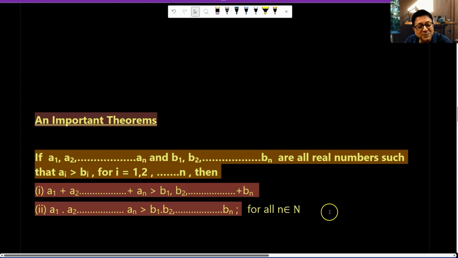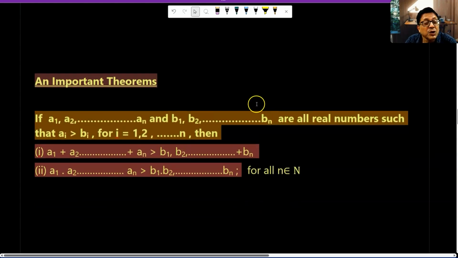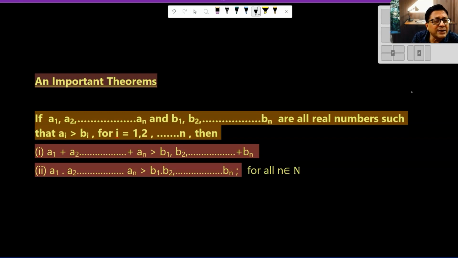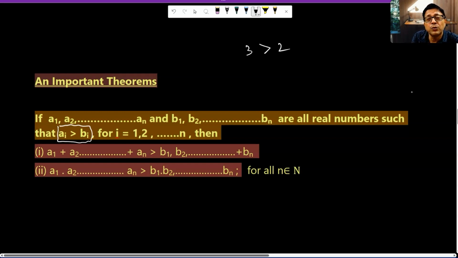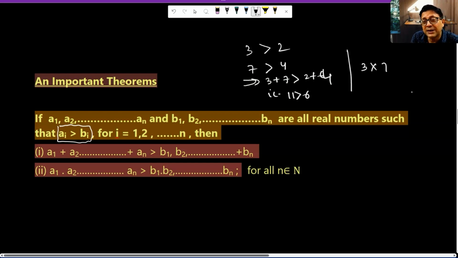Why am I telling all these things before you start? Because sometimes you do manipulation directly, then I will not explain where you have got this. Okay? So if this is a theorem, you need to prove it. There are real numbers and ai greater than bi is given, all ai greater than bi. You have the idea: 3 greater than 2, 7 greater than 4. This implies 3 plus 7 greater than 2 plus 4, that is 11 greater than 6. Always true. Similarly, 3 into 7 greater than 2 into 4, that is 21 greater than 8. This is always true.